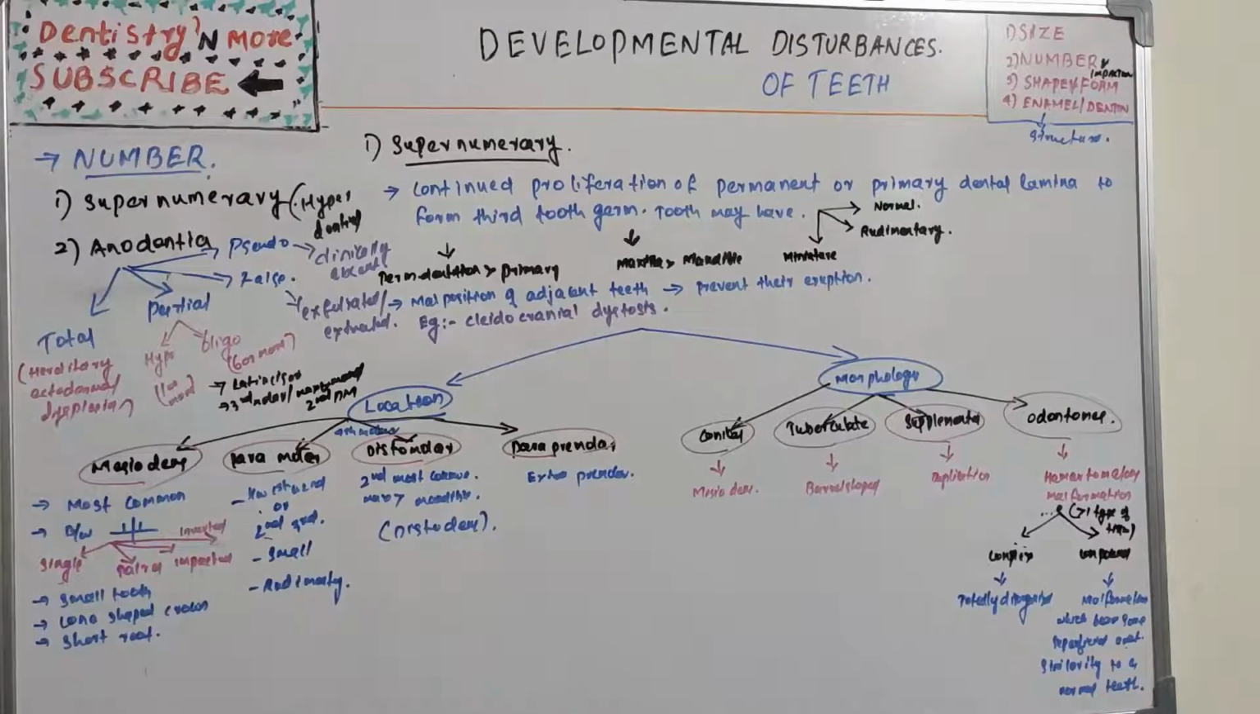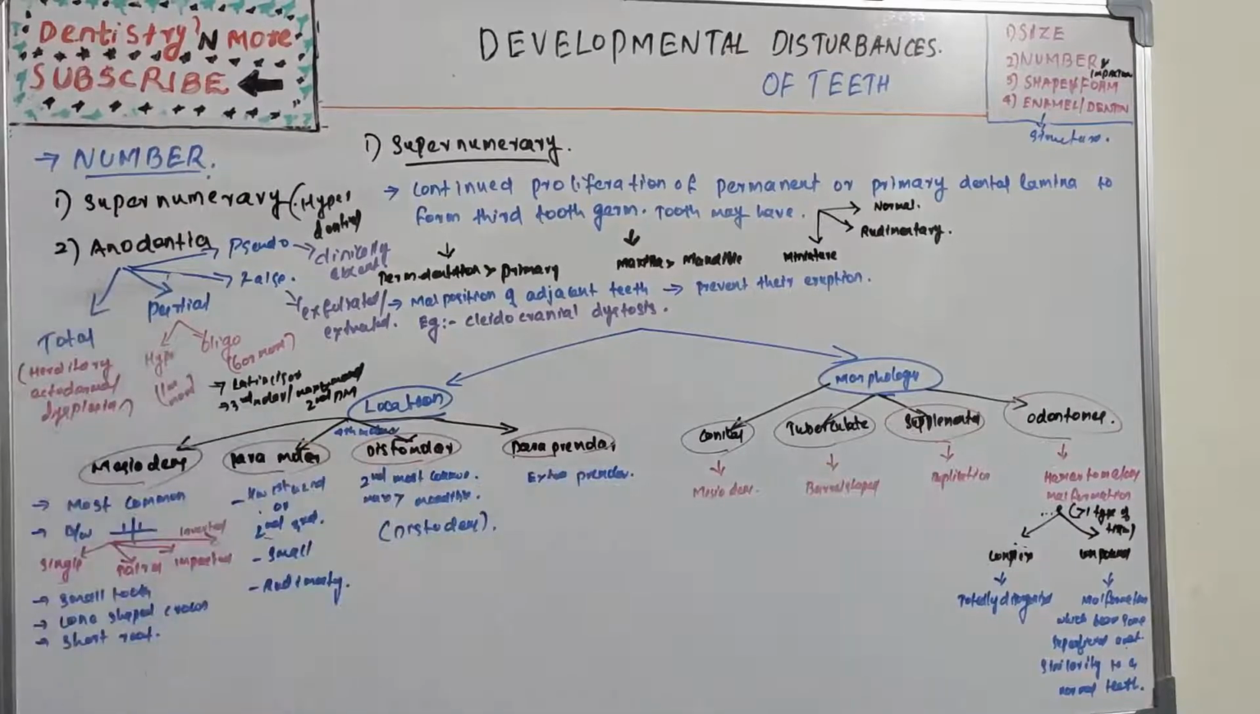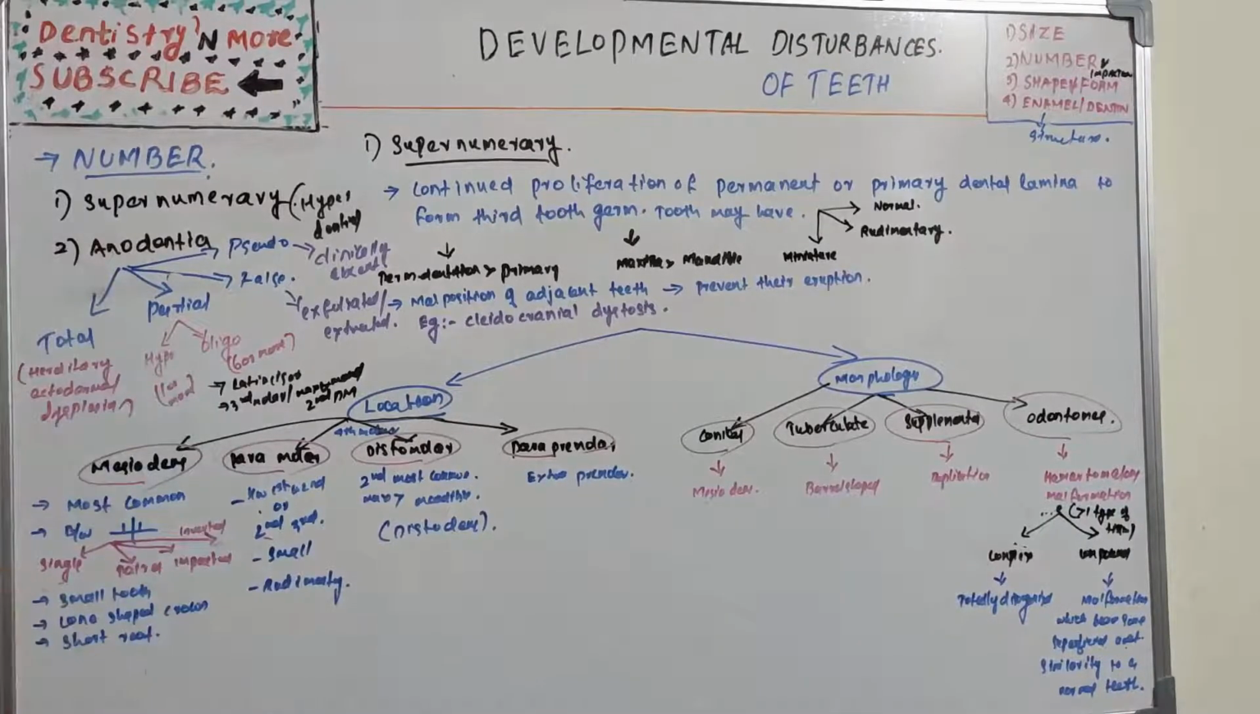Now we have based on the morphology. In morphology, we have 4 types: conical, tuberculate, supplemental, and odontomes. Conical is nothing but mesiodens. It is conical in shape. Tuberculate is barrel shaped, tubercle shaped supernumerary tooth. Supplemental is a duplicated one, and the important one is odontomes.